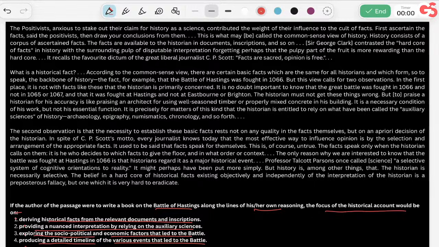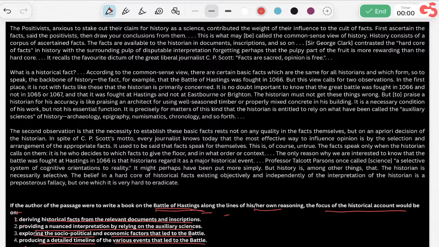देखो, ऑथर का जिसने ये पैसेज लिखा है, उसका मानना ये है कि जब तक हिस्टोरियन ना बोले फैक्ट्स के बारे में, फैक्ट्स खुद से कुछ नहीं बात करते। Okay, so facts speak only when historians want them to speak. So the historians, if they regard Battle of Hastings as an important historical event, and he or she is interested to know about it, then we will also somehow be interested to read or know about it, isn't it?